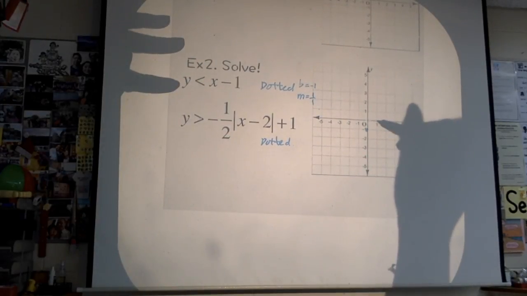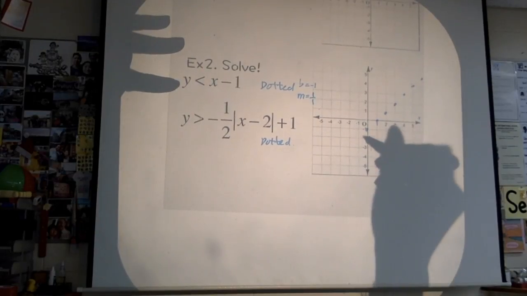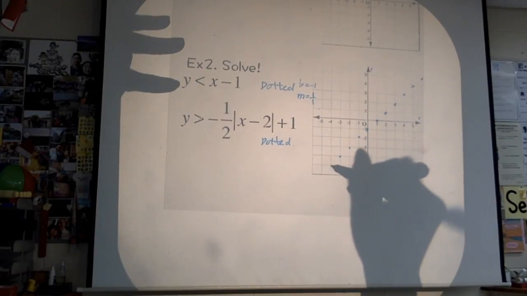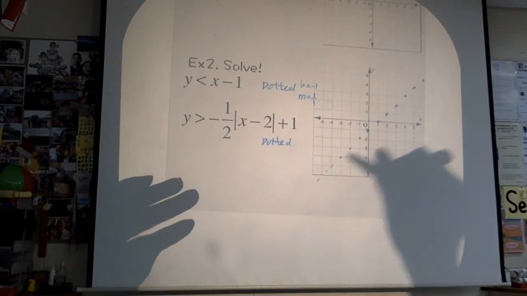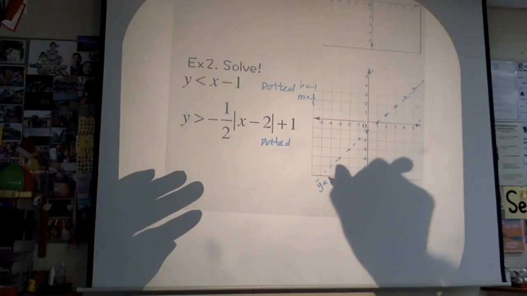Starting at -1: up 1, right 1, up 1, right 1, and again. Then down 1, left 1, down 1, left 1, and again. Okay, got the point? Now you draw some dotted lines here, and I'm going to write that here.